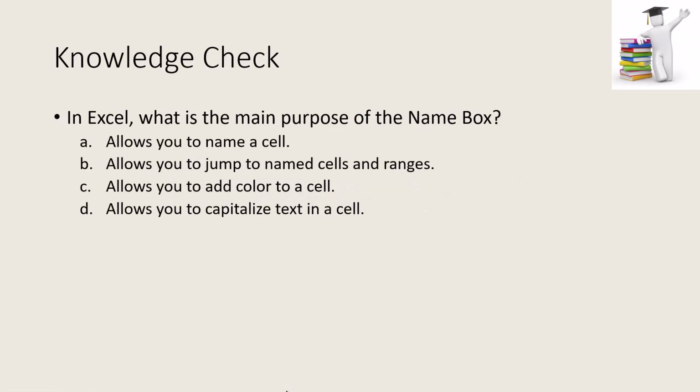In Excel, what is the main purpose of the name box? A. Allows you to name a cell. B. Allows you to jump to named cells and ranges. C. Allows you to add color to a cell. D. Allows you to capitalize text in a cell. The answer is B. Allows you to jump to named cells and ranges.